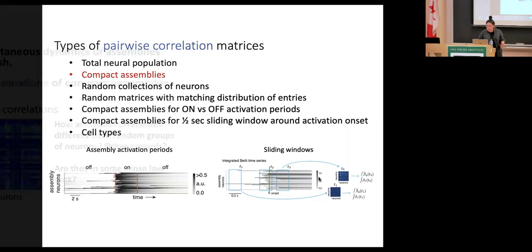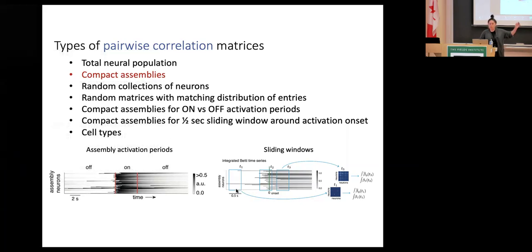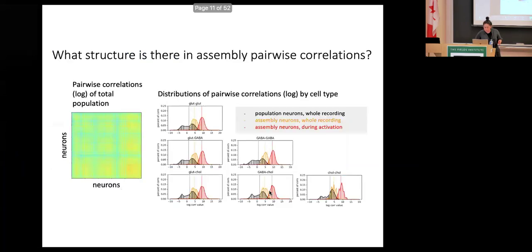So we're going to separate those two times and do correlations separately, to see if there's a difference in the structure. And then finally, we're going to do a sliding window analysis through the onset of activations that we've detected and see if we can tease out any information from the correlations via that sliding window analysis. That's what we'll talk about today.